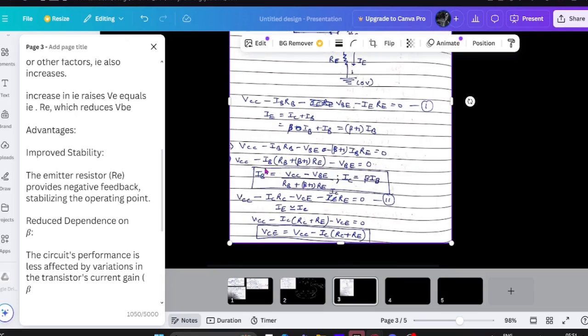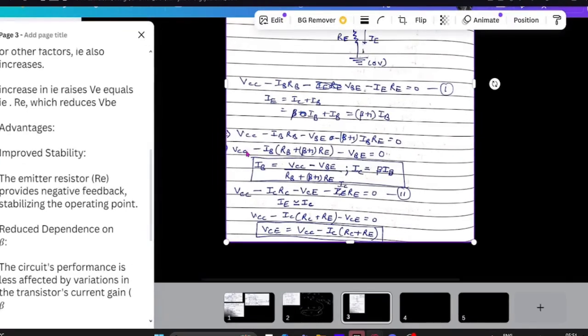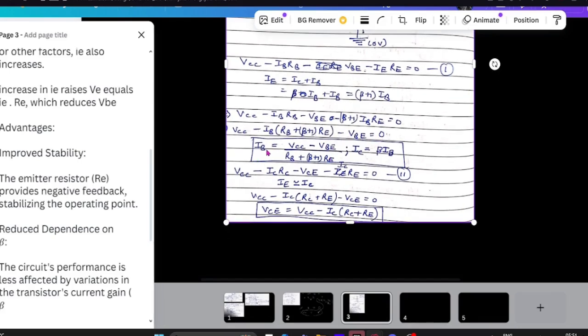Now, for the sake of simplification of the math, we take IB common from all of this: VCC minus IB times (RB plus (beta plus 1) RE). The negative has been taken in common here. Minus VBE equals 0. IB equals (VCC minus VBE) by (RB plus (beta plus 1) RE), and IC equals beta IB, which is the standard equation that we all know.